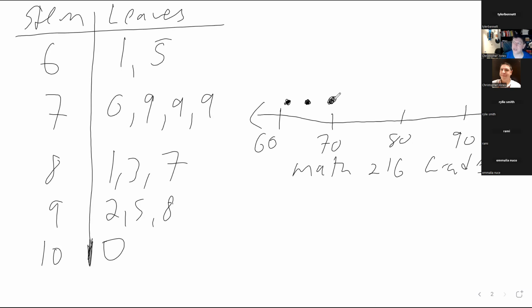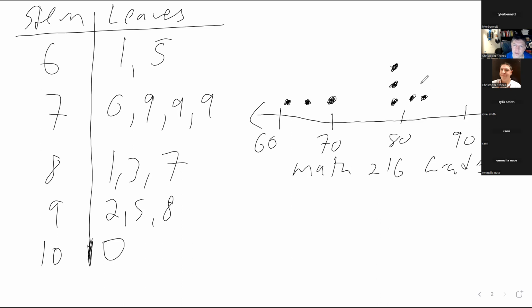And then I have 3 79s. If you have multiple instances of the same observation, I'm just going to stack these up. So there's a 79, a 79, and a 79. Again, anytime you have repeat instances, you just stack them up. Then we have an 81 and 83.